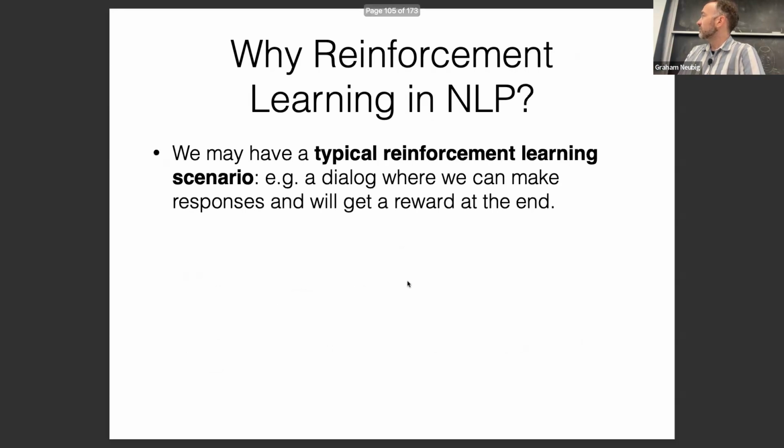But anyway, yeah. There's several reasons why you might want to do reinforcement learning in NLP, and they're actually a little bit different. You might have a typical reinforcement learning scenario like dialogue, like ChatGPT, where you can make responses and get a reward at the end.